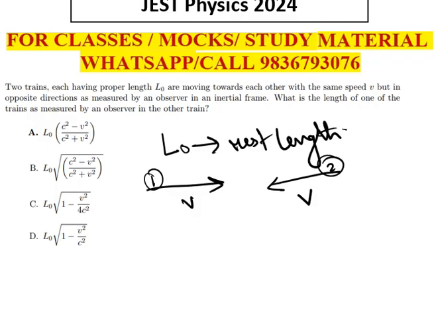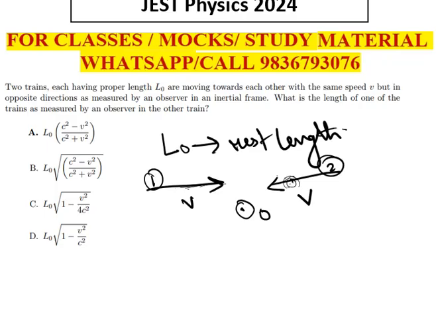towards each other, so the speed is measured by an inertial observer O. Let's say O here is mapping. So we want to find, if an observer is sitting in one train, what he or she will measure as the length of the other train, with respect to him.